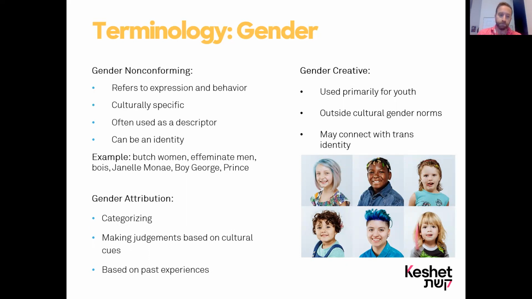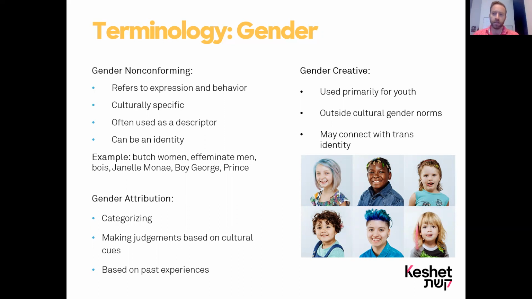And so lastly, gender attribution is the act that all of us do when we look at somebody and make an assumption based on the cues they're giving us to assume their gender, right? It's categorizing people based on what they're wearing, how they're wearing their hair, the name they have, their tone of voice. It's usually based on cultural cues and past experience. And so something that we need to start working on is striving away from trying to assume somebody's gender and just really treat them for the person in front of us that demands respect just by being a living human.